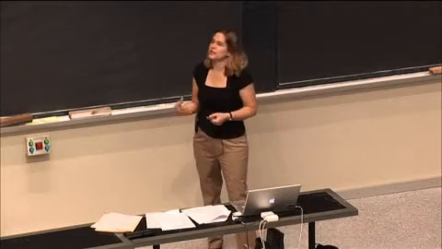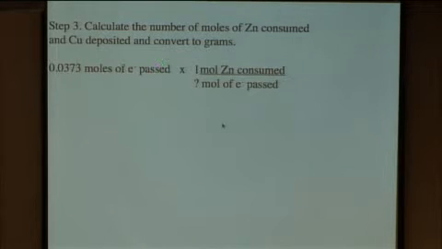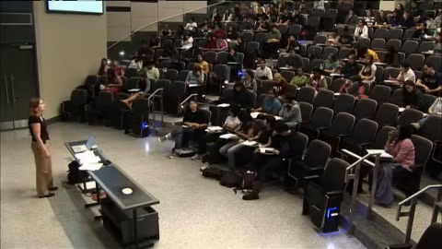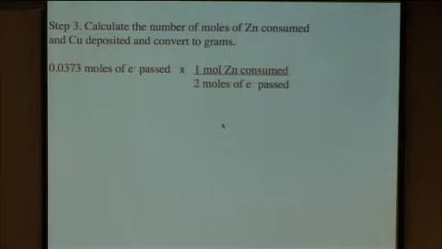Now, how is this going to relate to the zinc consumed or the copper deposited? We know the total number of moles of electrons that pass through the system. And so then we have to think about, for every 1 mole of zinc that was consumed, how many moles of electrons went through the system. So why don't you yell out and tell me what you think that is? What do you think? 2. Right. We're going from zinc solid to zinc plus 2, so we need 2 electrons. Then we can look up the atomic weight of zinc and calculate the number of grams.